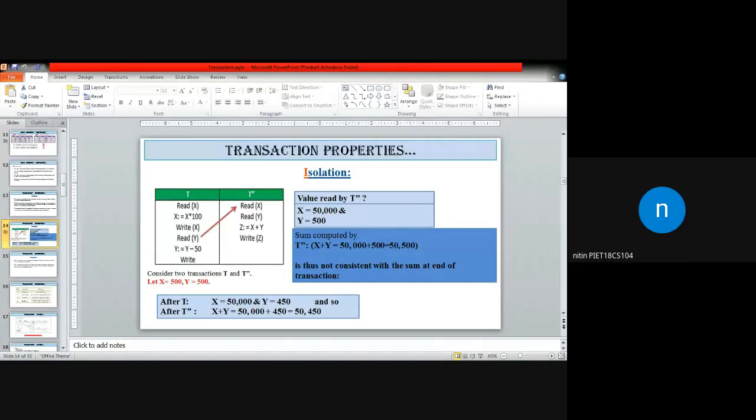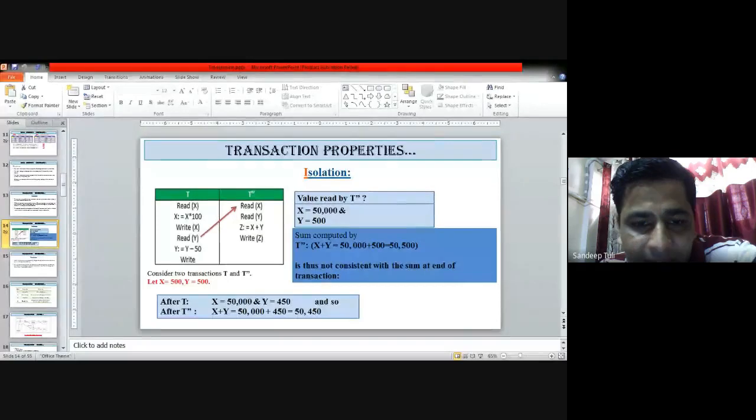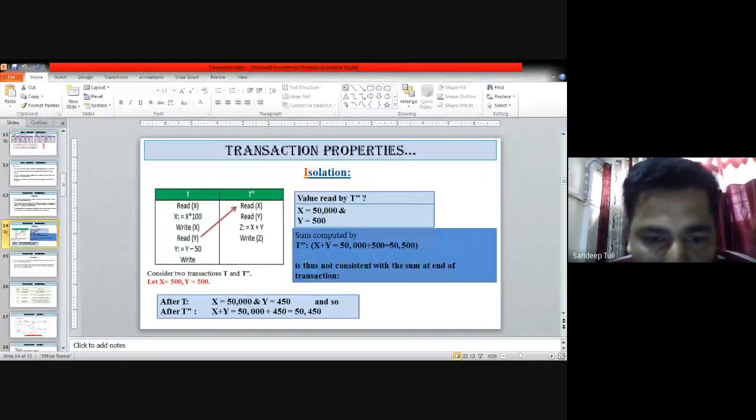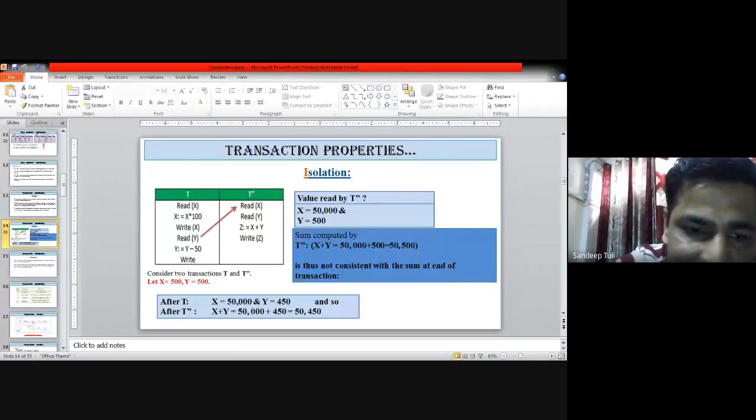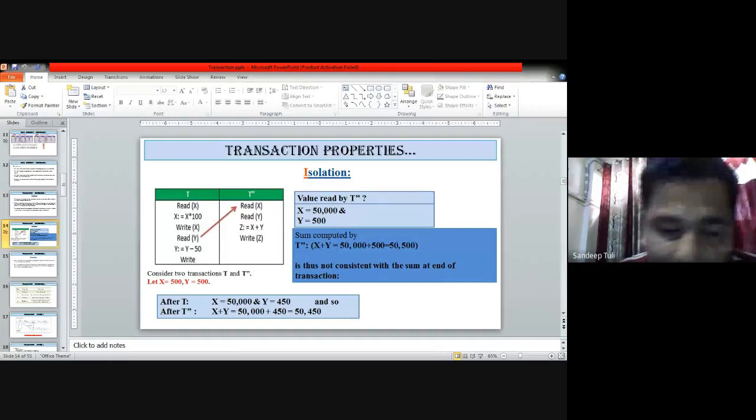Because when T double dash reads y, it will take 500. Right now the value of y is 500. So whosoever is reading, T or T double dash, it will be 500 unless it has been changed. You just see in the transaction T, the last statement is write y. Until y is updated, it will not be updated for any of the transactions. However many transactions there are, until you update y, y will be the same for all transactions.